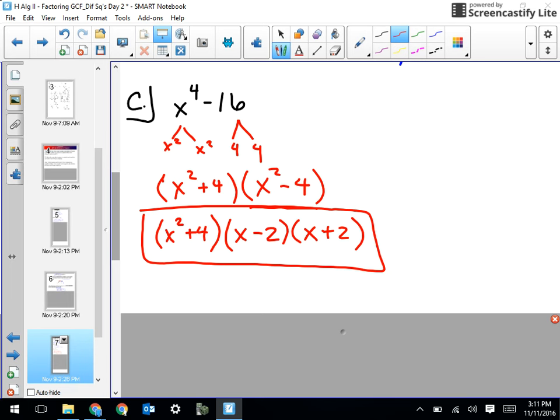Remember, you can always FOIL to see whether you got the answer right. So I hope that teaches you a little bit about difference of squares and GCF.